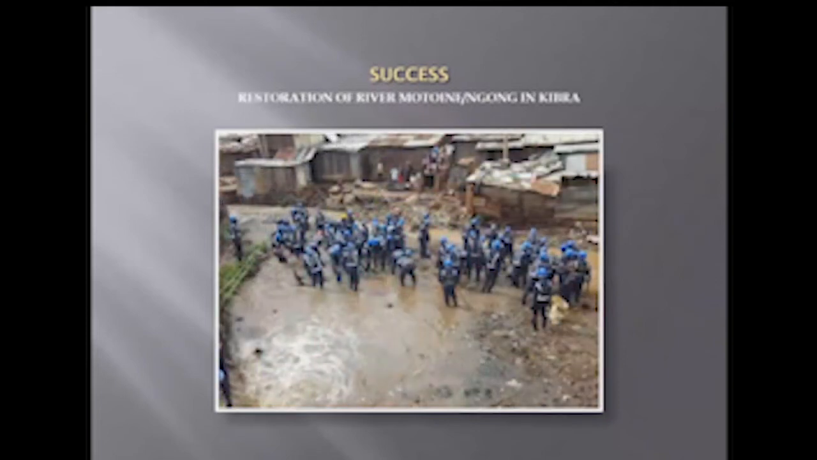This is our current program, the restoration of River Motoine, Ngong in Kibra. The river is around 10 kilometers. When we went there in October 2019, the river was no longer a river. It was like a garden, because you could literally walk on top of the river and you couldn't sink.